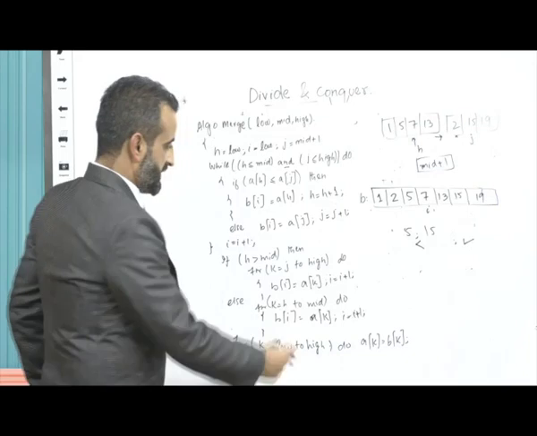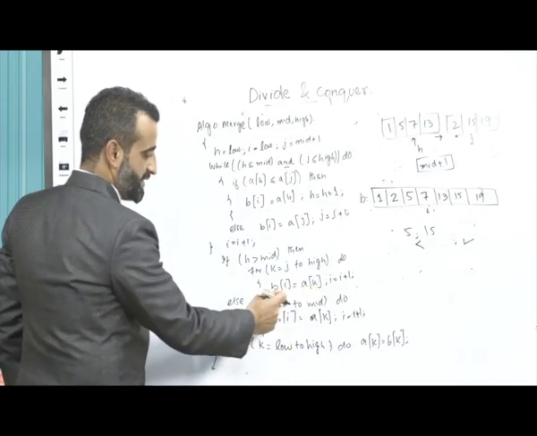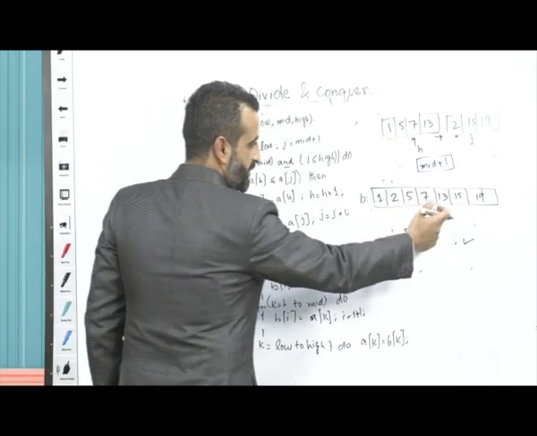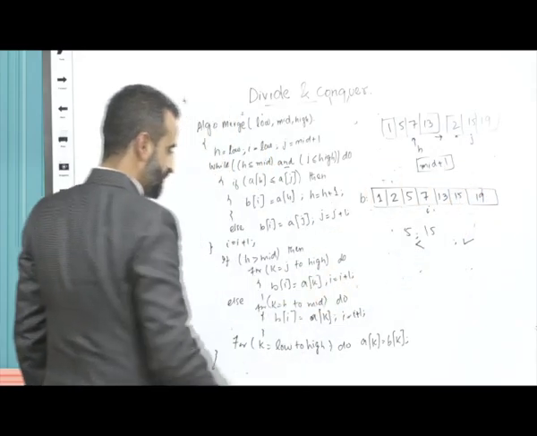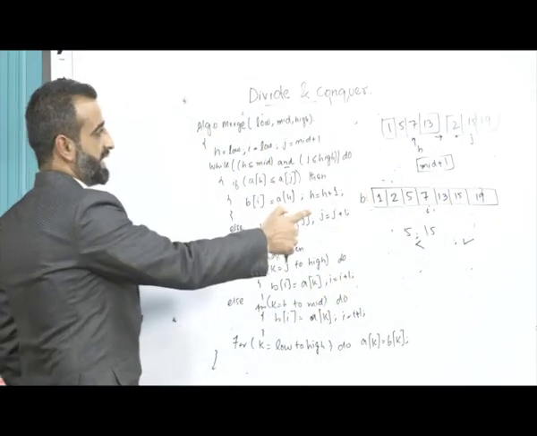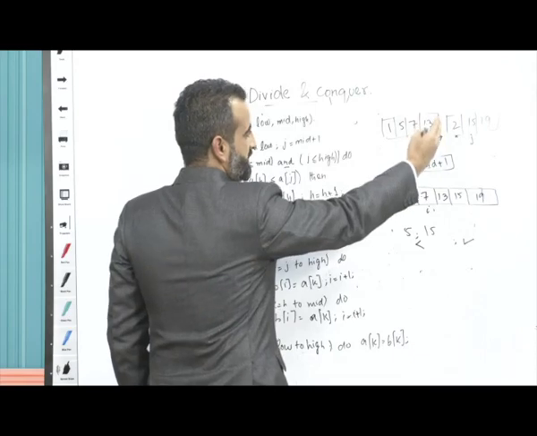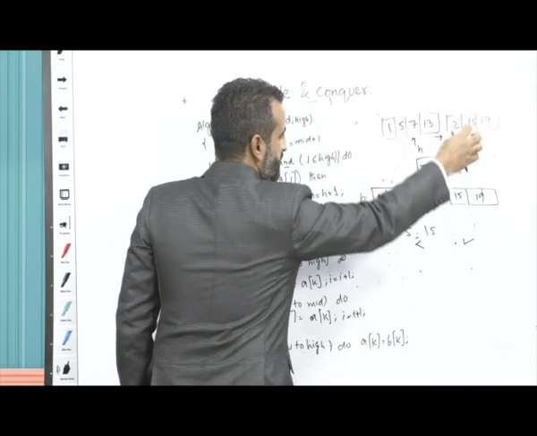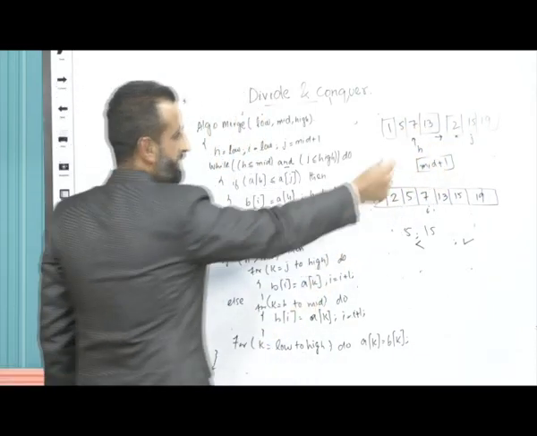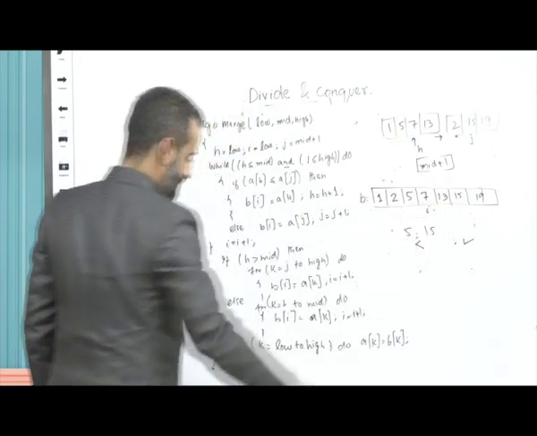Whatever the elements there are, a of k, I will try to copy them simply into b of I in this element and keep on incrementing I till I reach the last point. But if h is not greater than mid, that means h is still in this part, that means this part has already been copied, then I will try to copy the remaining elements in this left half into this.